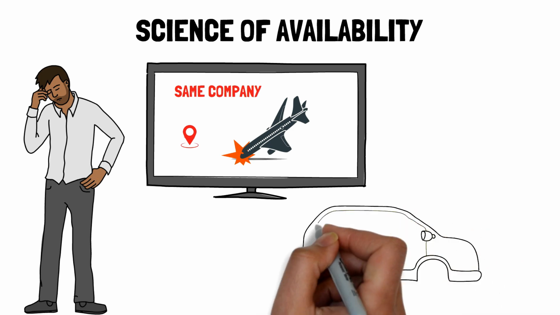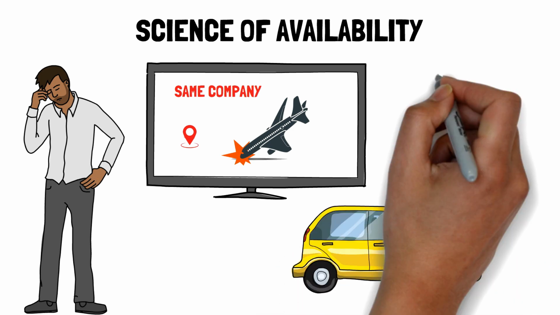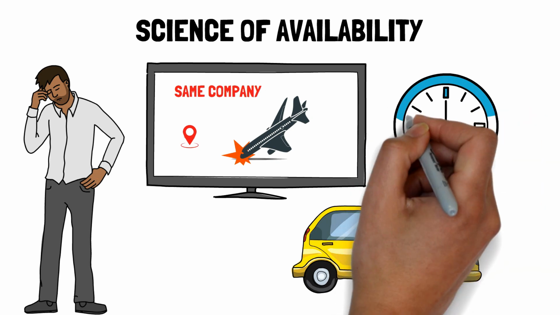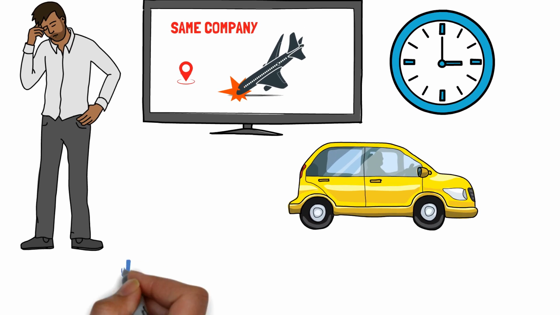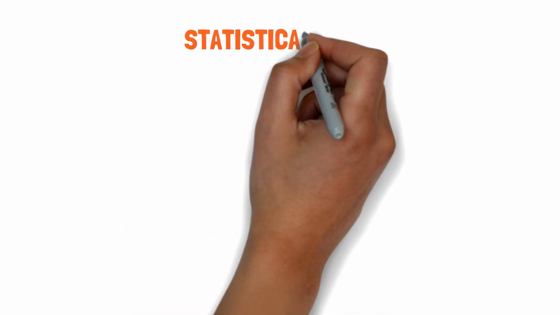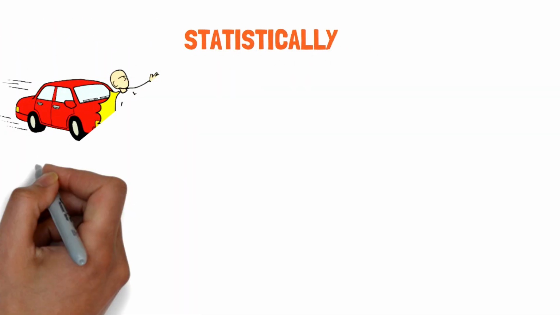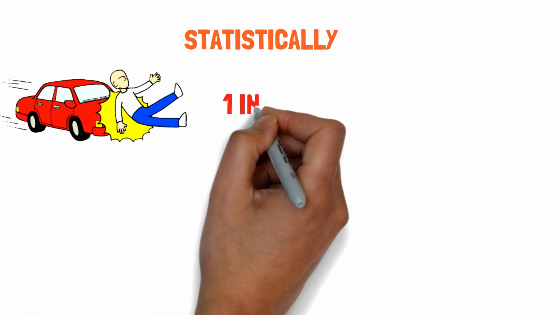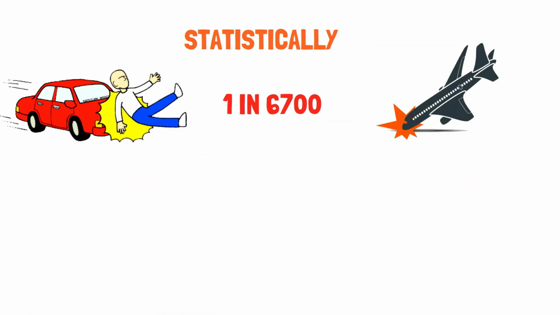So he decides that instead of going by plane, he will travel by road with a car, even if it takes a little more time. So what do you feel, was John's decision right? No, it wasn't. Because if we see this incident statistically, the fact says the chance of death of a person in a car accident is 1 in 6,700, which is far more than the plane crash.